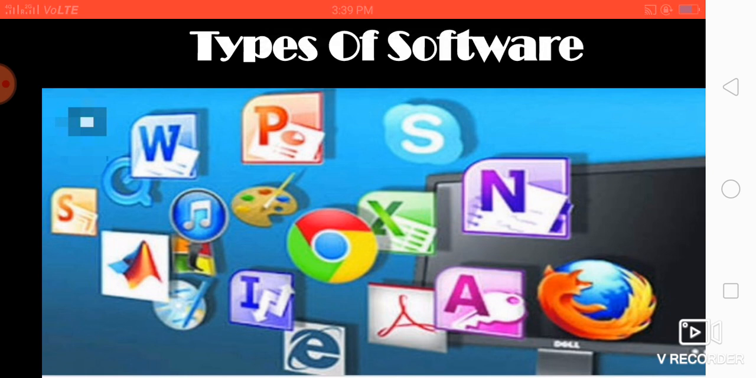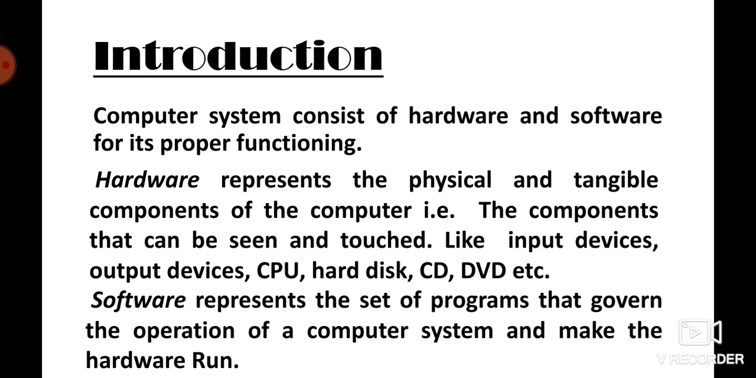Today I am going to start the third chapter of your book, and the chapter name is Types of Software. In previous chapters we have already talked about computer and its parts, and we know very well that a computer system needs hardware and software for its proper functioning. So in this chapter we will talk about what is software and about types of software.